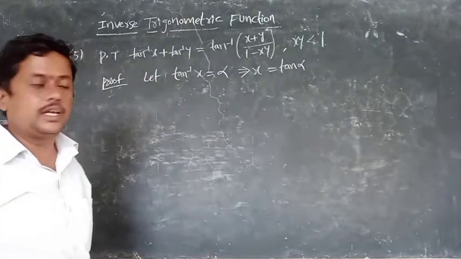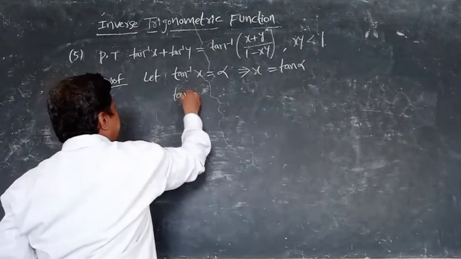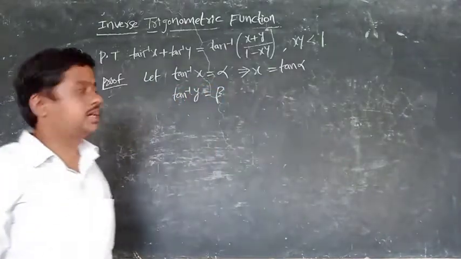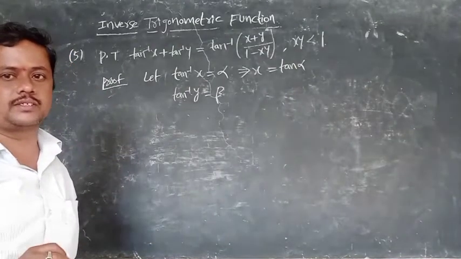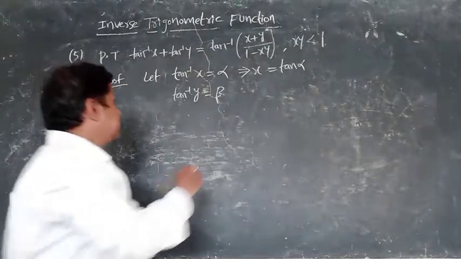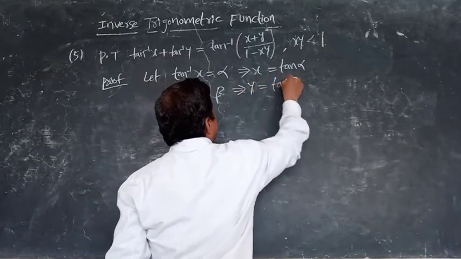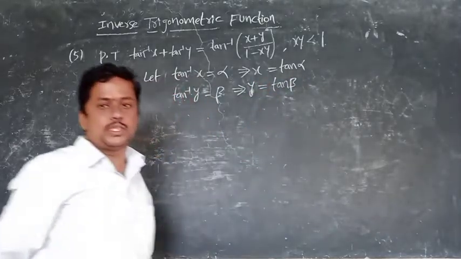Next, let us consider another one. Tan inverse y is equal to beta. According to the definition of the inverse trigonometric functions, this implies y is equal to tan beta.